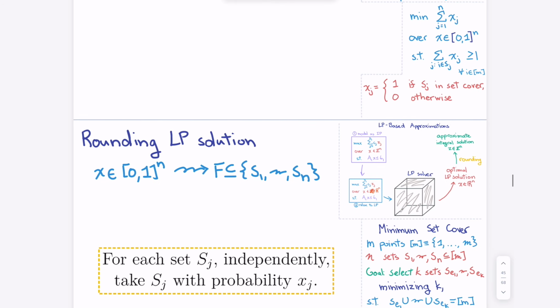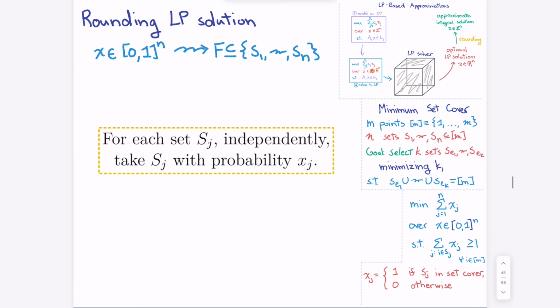Okay, we can do the same thing as last time. For every set Sj, if it has value 0.3, I'll take it with probability 0.3. Otherwise, I'll leave it out. Yeah, that's the same thing we did last time. So we're going to just interpret the LP values as probabilities directly. Okay, simple enough.